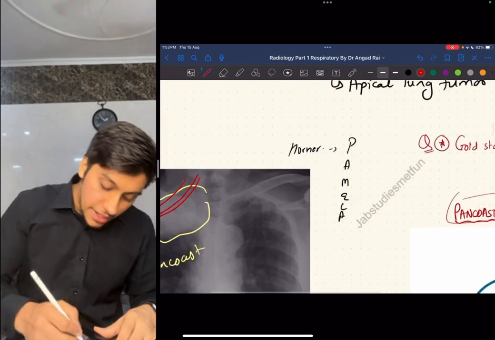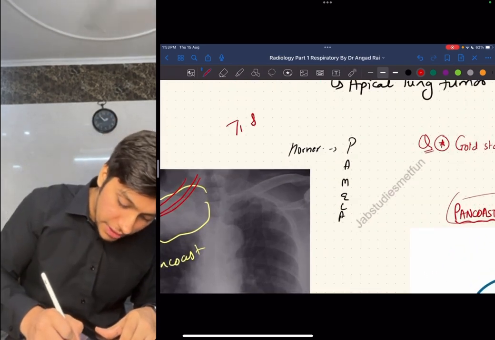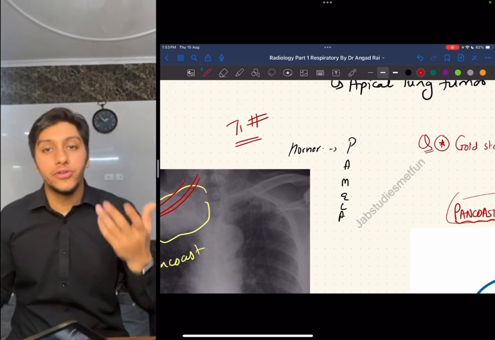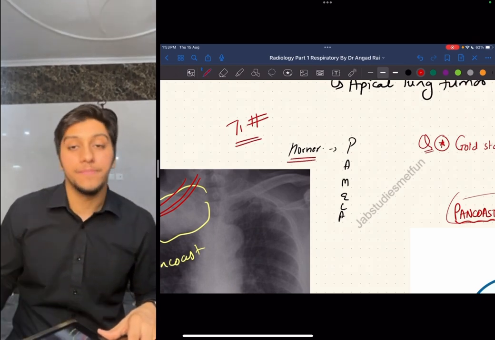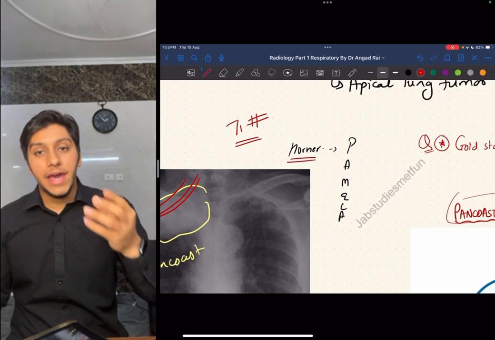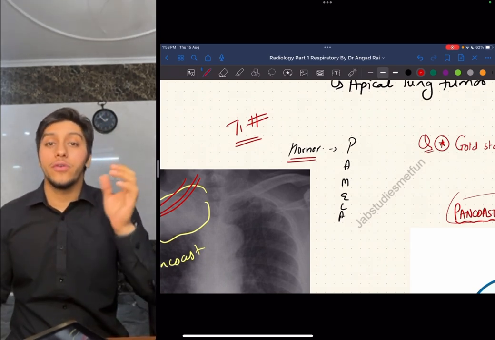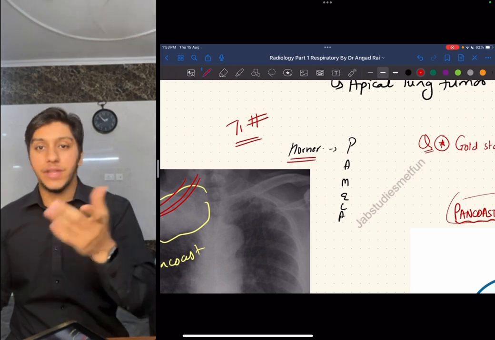Now because of T1 compression, there develops a syndrome which is known as Horner syndrome. Now Horner syndrome has a specific characteristic. You can remember that characteristic with the help of the mnemonic "horny pamela". That's how I remembered it.